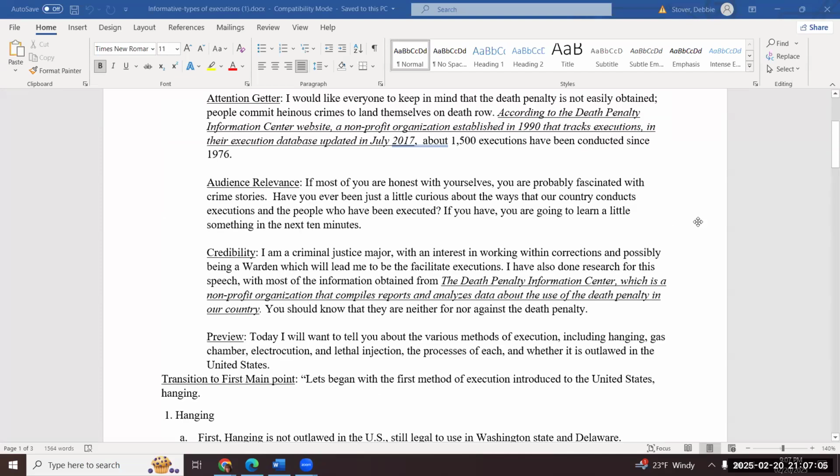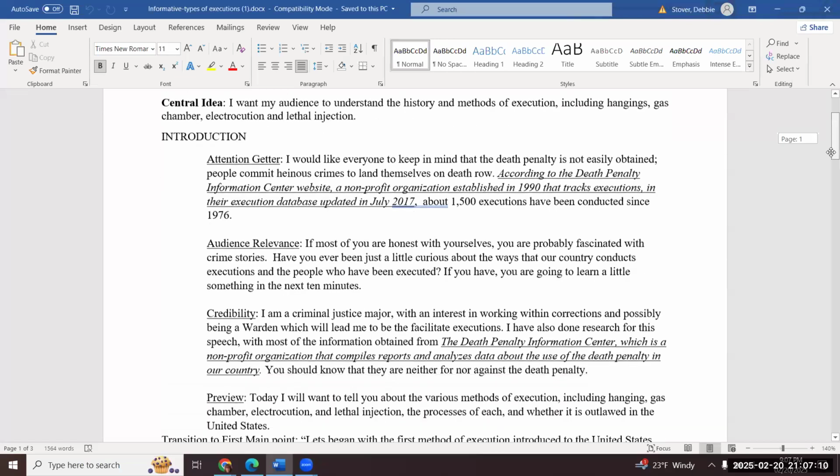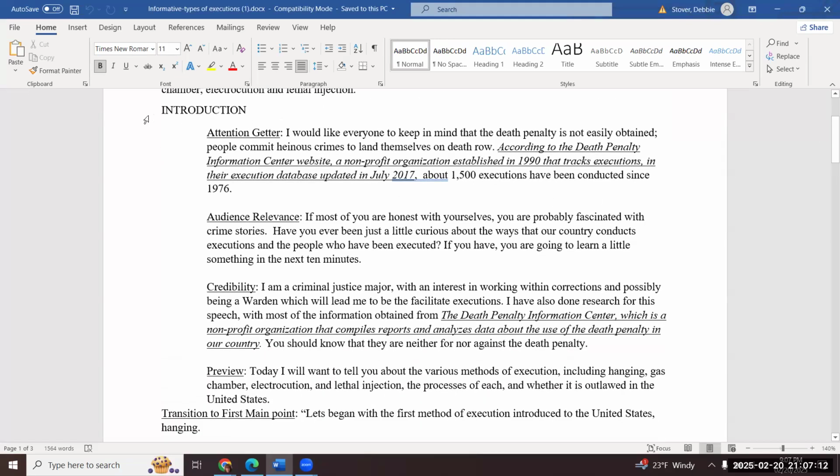A presentation is always going to start with just the attention getter. Now, as you see here in this introduction, there are 4 parts: attention getter, audience relevance, credibility, and the preview. Also notice that those are labeled. They are very easily distinguished in the outline. You want to do the same thing. I don't care if you bold them, underline them, italicize them, that doesn't matter. You might think to yourself, well, why? Why can't I just put this all together?